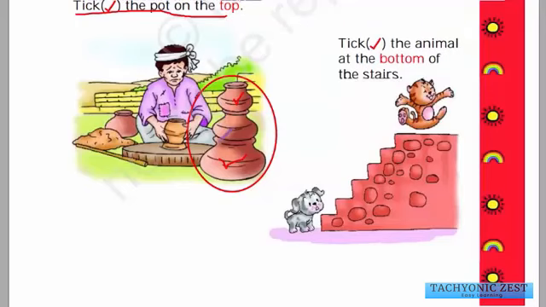Now the question is, tick the pot on the top. It means we need to identify the pot which is at the top. In this question, the pot at the top means the pot at the highest level, meaning there will not be any pot above it. We can clearly see that this pot is at the highest level, and therefore we say that this pot is at the top, and also we will say that this pot is at the bottom because it is at the ground.